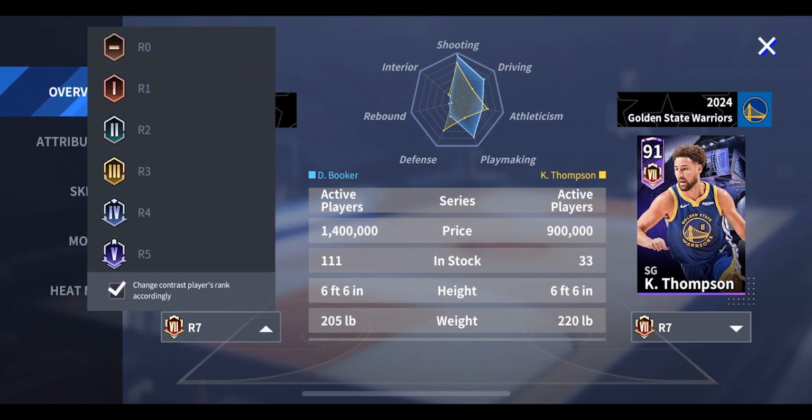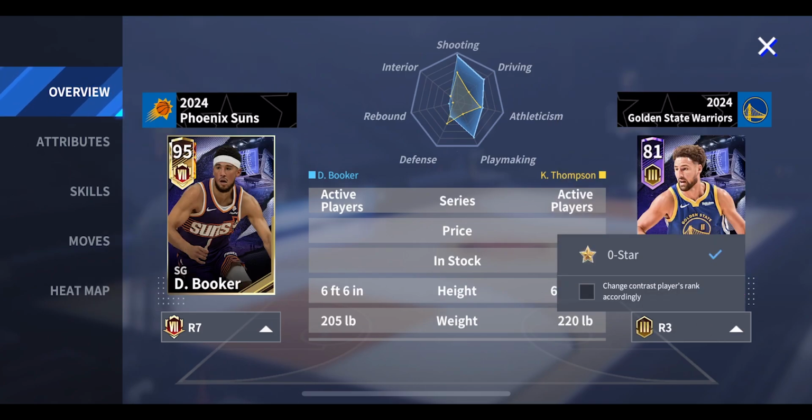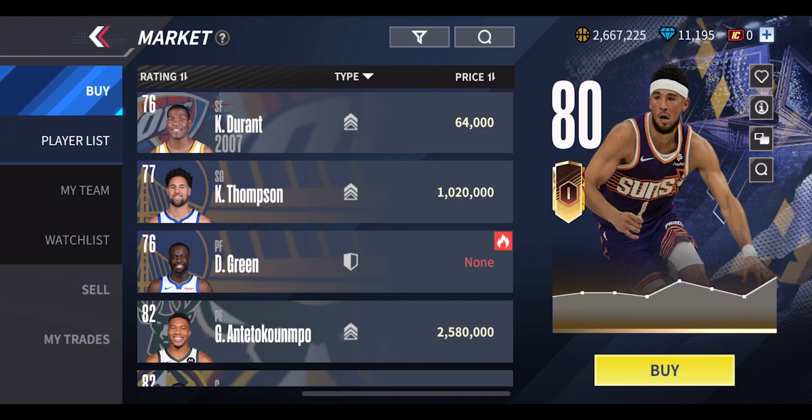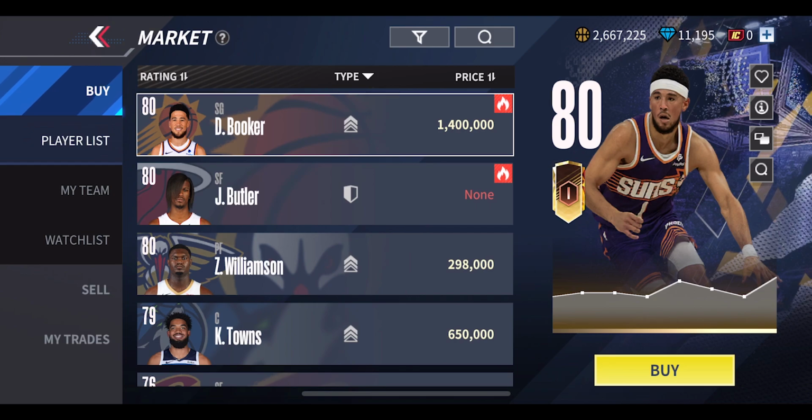You can also stop it from matching the ranks by simply hitting change contrasting player's rank accordingly, and then you can set them individually. So say a rank 7 Devin Booker versus a rank 3 Klay Thompson. It gives you a really comprehensive view as to what players are better in terms of stats. And again, that could be a factor between you picking a player to buy or not picking a player to buy. So hopefully I've covered absolutely everything when it comes to the market. If I've missed anything, let me know in the comments section down below.